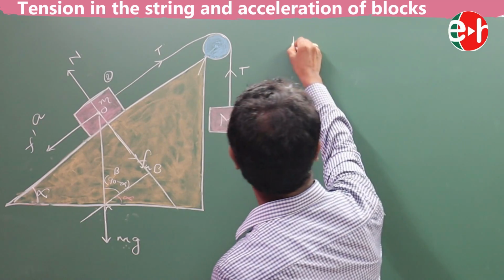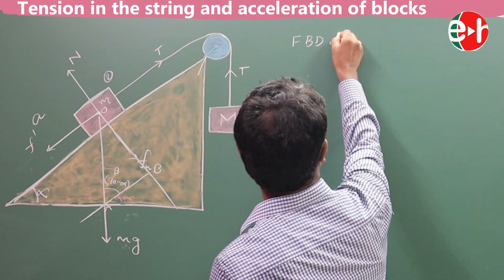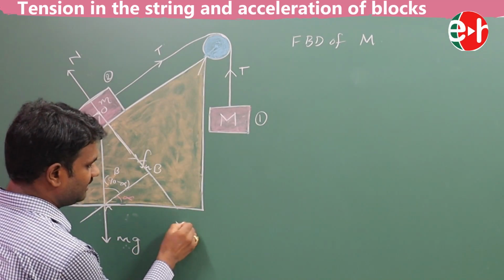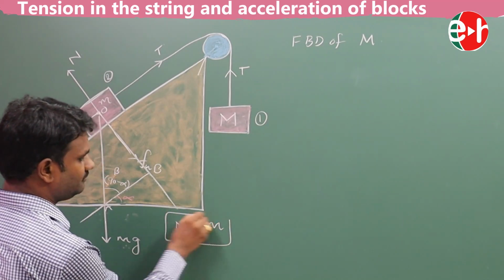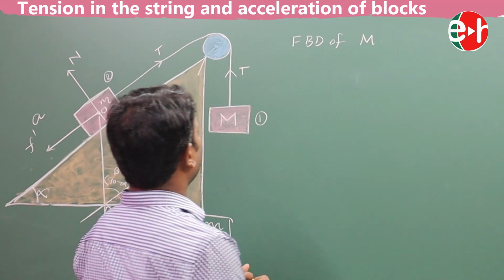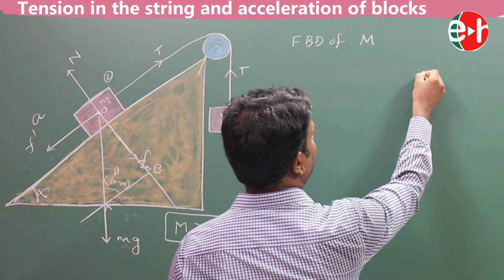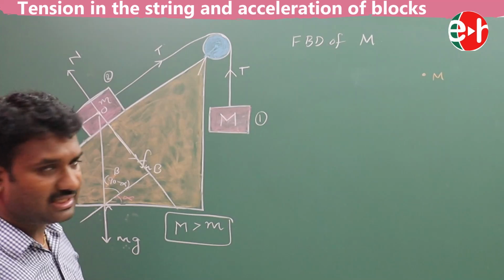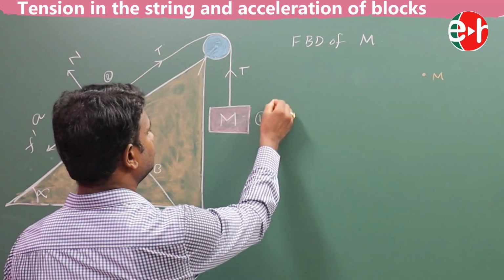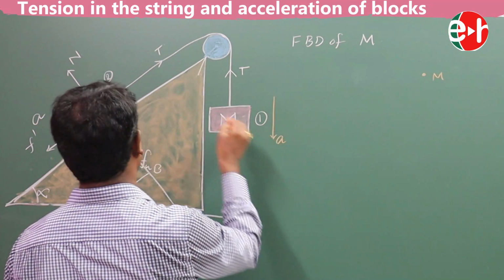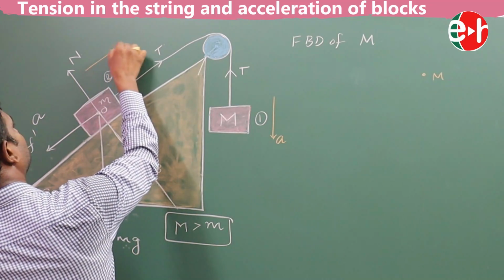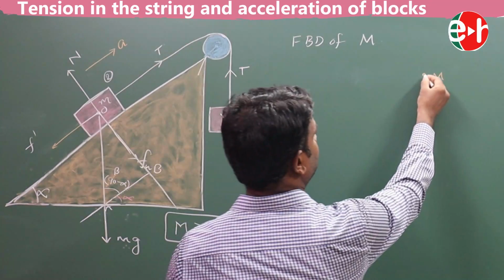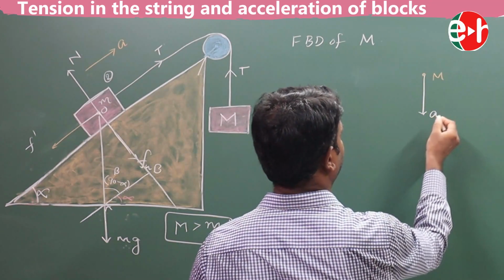Let us see the free body diagram of capital M. In this problem, imagine that capital M is greater than small m. What is the free body diagram of M? So this is our capital M. As we imagine that capital M is greater than small m, assume that this is sliding downwards with an acceleration A, and this is moving upwards with an acceleration A.